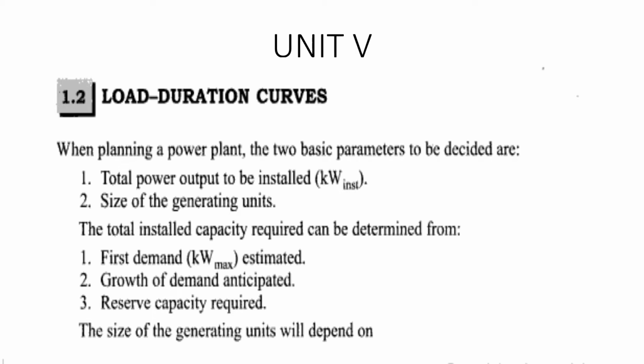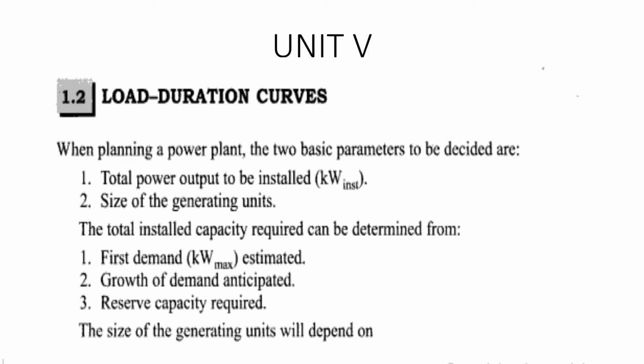But both the curves, the load duration curve as well as the load curve, will give you the total energy consumed, or total energy generated, or total energy derived from any power plant. So before planning for the power plant, we have to consider two basic parameters: total power output to be installed, that is, how much power is going to be generated, and the size of the generating units. How can we calculate the installed capacity?